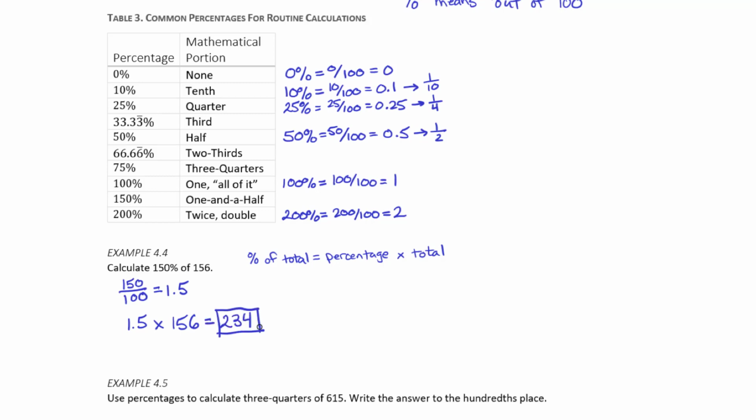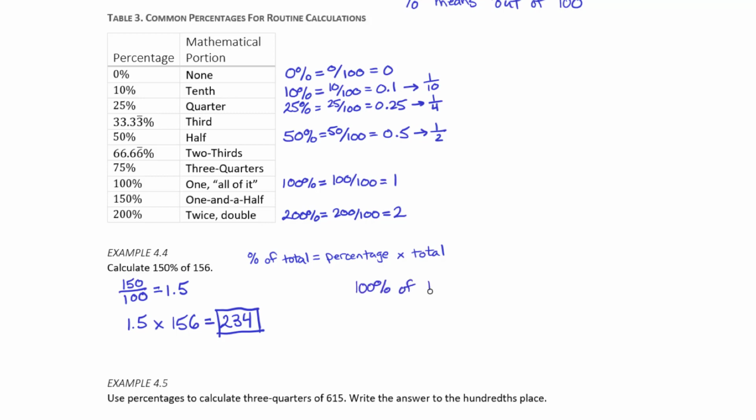So we knew we should get a number bigger than 156 because we're taking 1.5 times that, so we've got 1 plus a half. And that brings me to a nice way to check this. If we wanted to make sure that 234 was correct, and also this is just a way for us to check in with some facts about percentages: percentages just add up. So if I wanted to take 150% of 156, I could take 100% and add it to 50%.